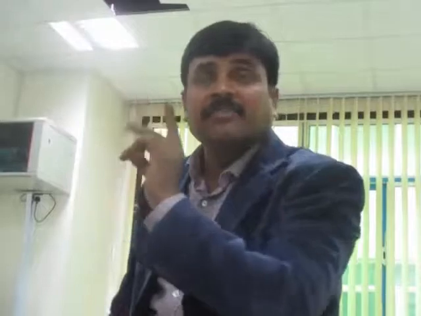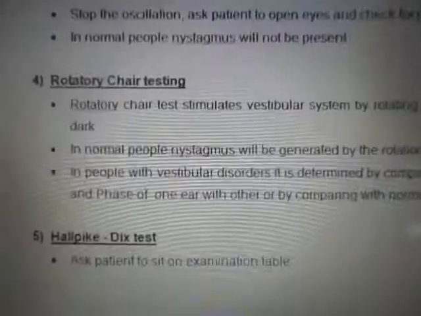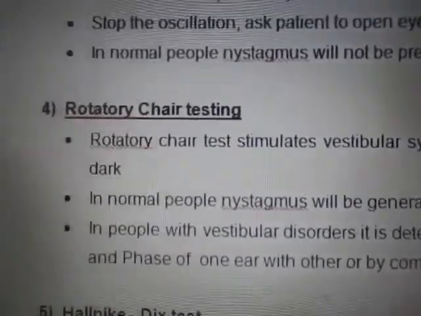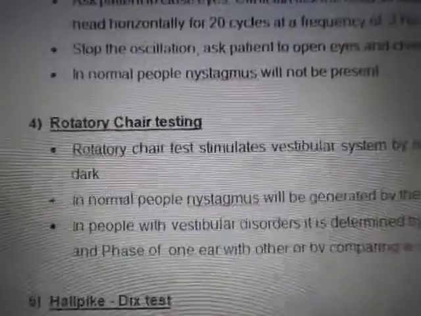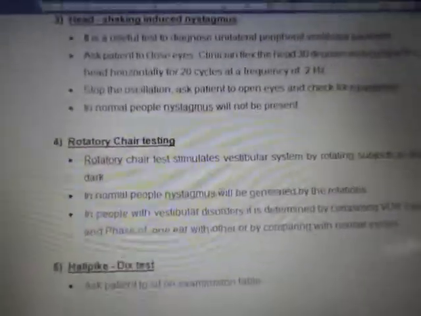Okay. So to whichever side the fast phase is moving, that side is affected. If the fast phase is towards my right, the right side is affected. If the fast phase is towards my left, the left side is affected. Clear? Next. The rotatory chair test stimulates the vestibular system by rotating subjects in a dark place.